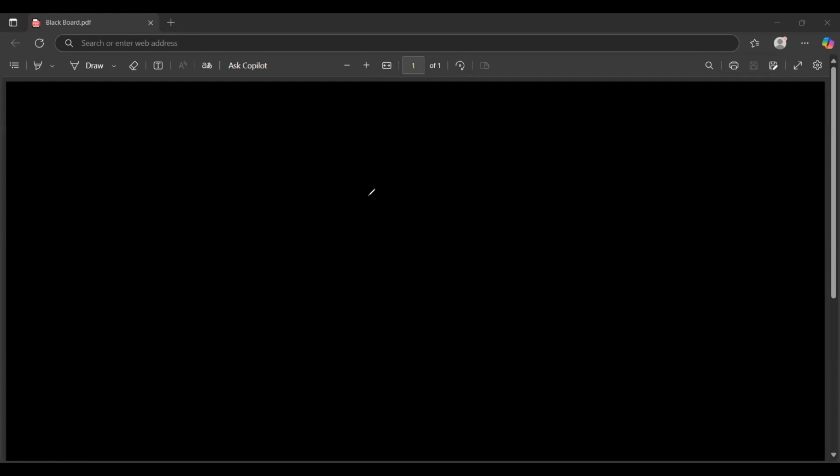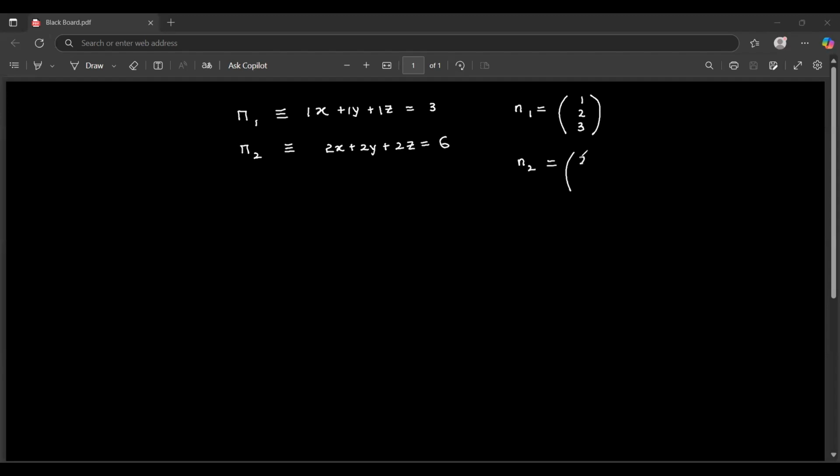Okay, so let's do a question. In this case, n1 is equal to 1, 1, 1, because this is 1x, 1y, 1z, and n2 is equal to 2, 2, 2. The thing is, n1 is equal to 2n2, which means n1 and n2 are parallel to each other. But there is also something interesting here.